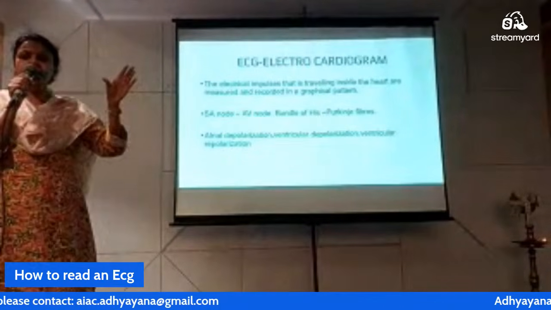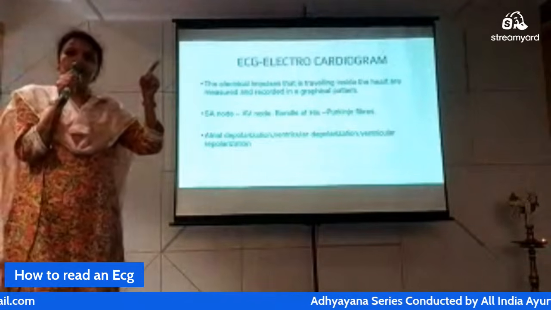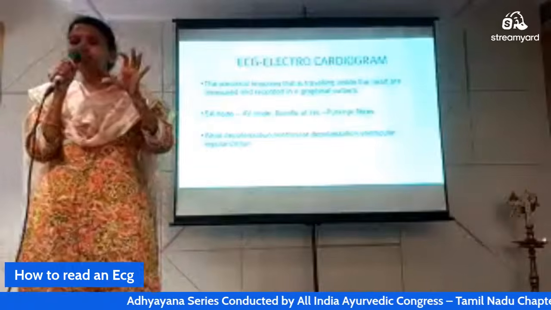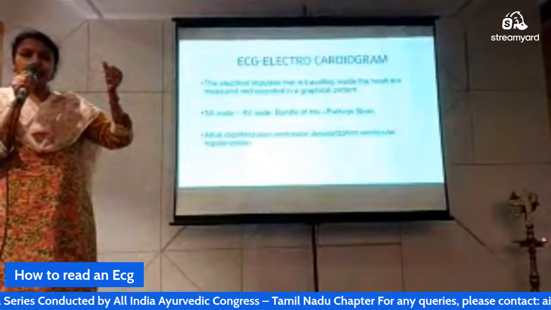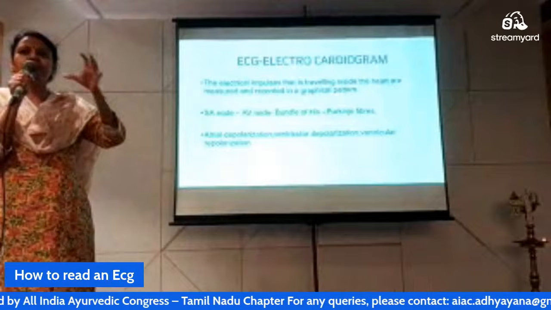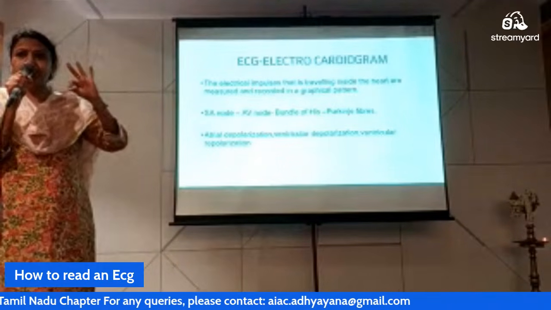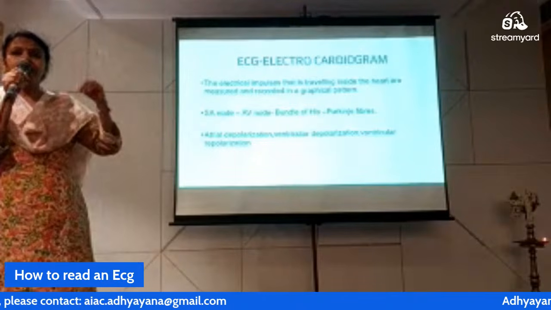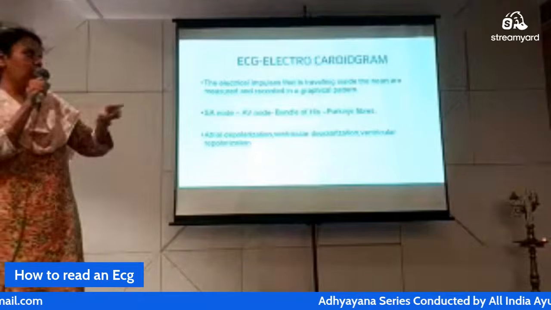And what happens when these electrical impulses travel? There will be atrial depolarization, ventricular depolarization, and ventricular repolarization. What is it? When these impulses travel, the atrium will contract, the ventricle will contract, and the ventricle will relax. So these three stages take place inside our heart, and they come out in a graph as a waveform. Next slide, how does it come?